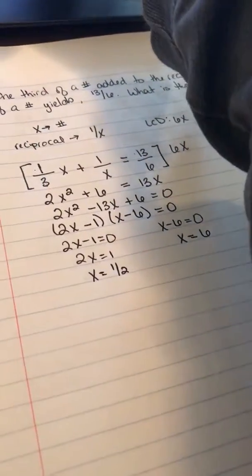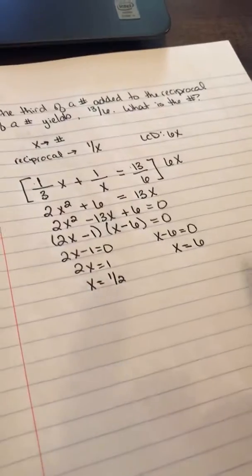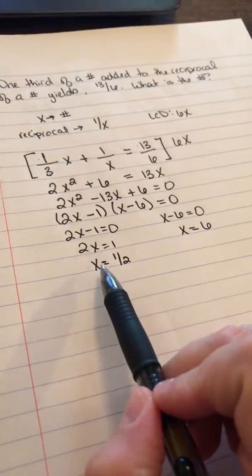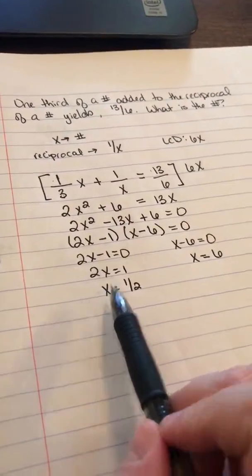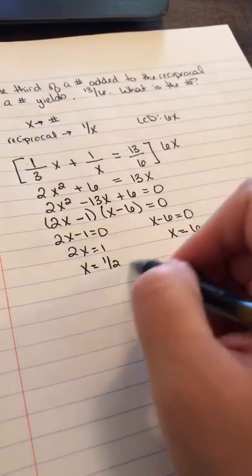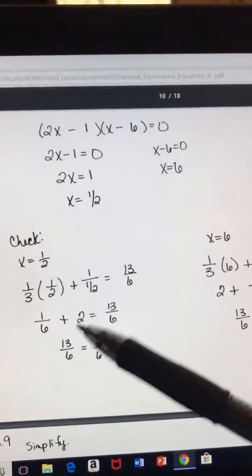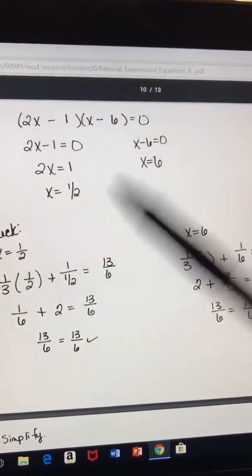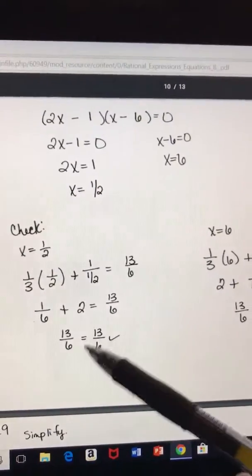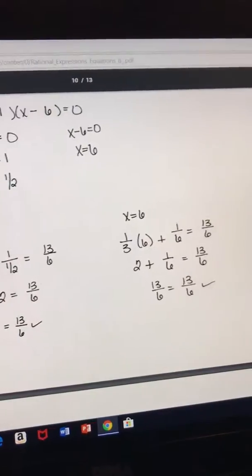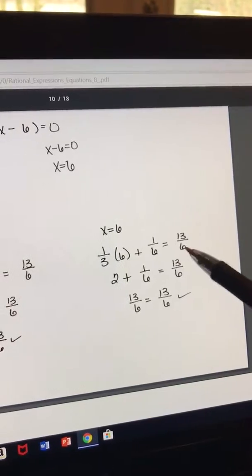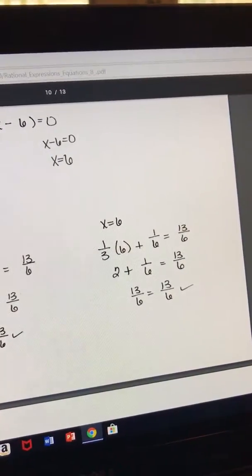So you have two answers here, which is fine. And you can check both of those. Both of them work. If you do x is a half, I'll just show you on the screen instead of writing that down. If you check x as a half, if you do 1/3 of a half plus 1 over 1/2 for the reciprocal, that gives you 1/6 plus 2, which is 13/6. And then for x is 6, 1/3 of 6 plus 1/6 is 2 plus 1/6, which is still 13/6.